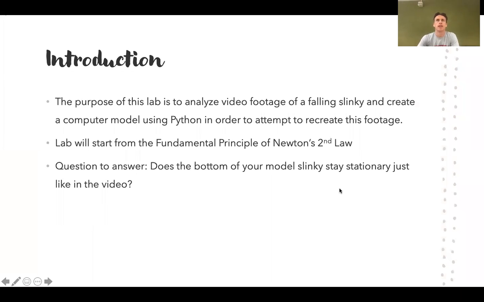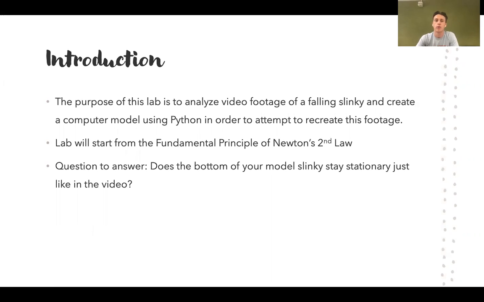For this lab, we were tasked with creating our own lab, and the footage that I decided to analyze was the motion of a falling slinky. The purpose of my experiment was to analyze the video footage of that falling slinky and create a computer model that uses Python coding in order to recreate this footage.